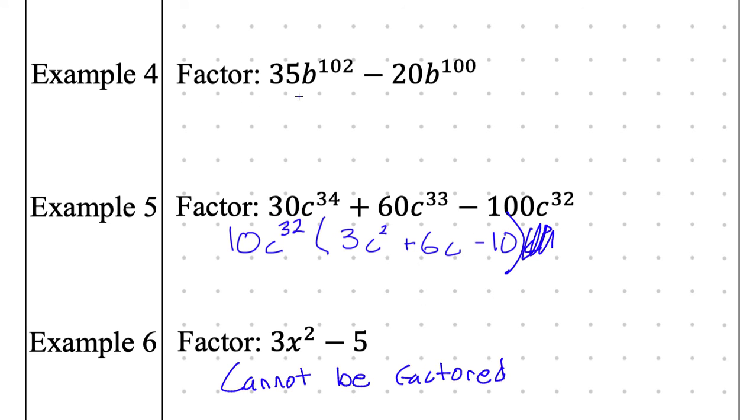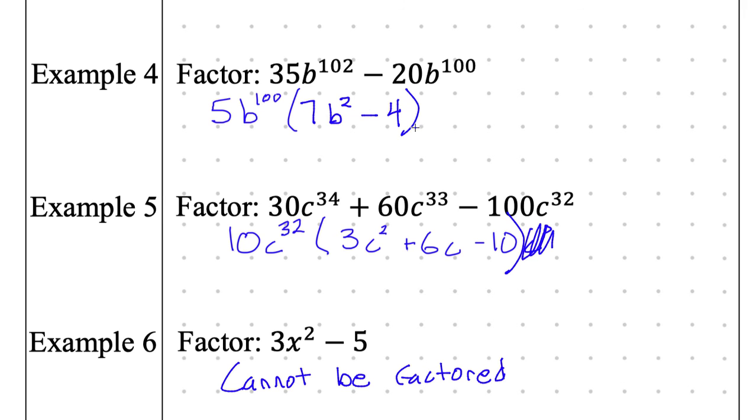What about this one? Greatest common factor of 35 and 20 is 5. Greatest common factor here and here, well, I choose the smallest one, it's 100. So b to the power of 100. The bell should ring in about 2 seconds. When I divide 35 by 5, I get 7. You guys are dismissed. When I do 102 minus 100, I get b to the power of 2. Copy down the sign. It's a minus sign. 20 divided by 5 is 4.